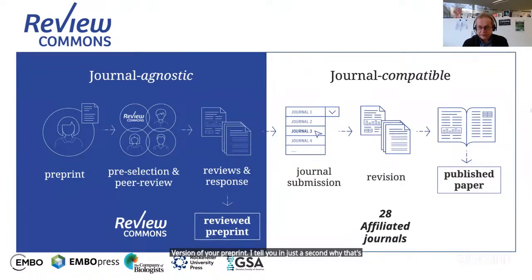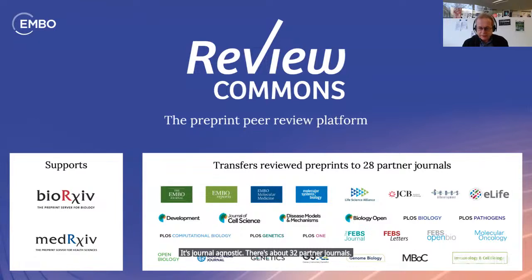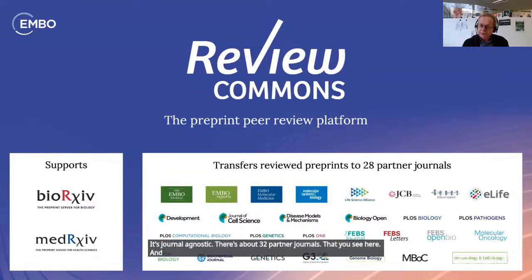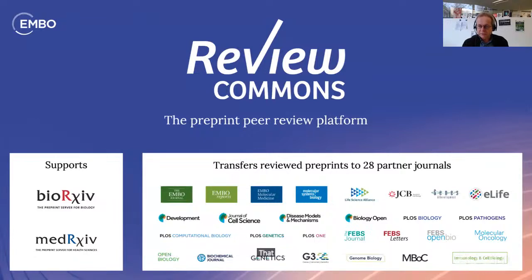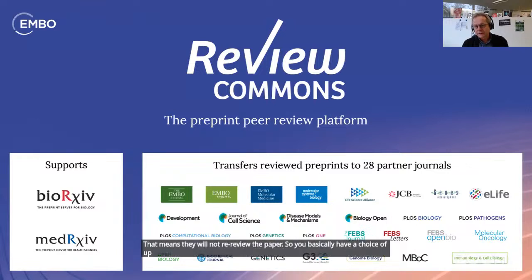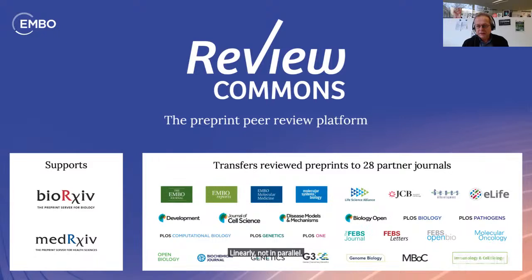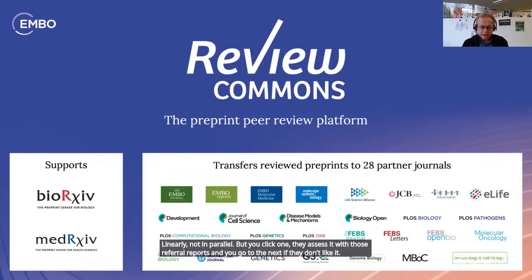However, this process is completely free. It's journal agnostic. There's about 32 partner journals that you see here. And they basically have committed to using those referee reports in their own journal assessment. That means they will not re-peer review the papers. So you basically have a choice of up to 4 journals, linearly, not in parallel. You click one, they assess it with those referee reports, and you go to the next if they don't like it. And does it work?